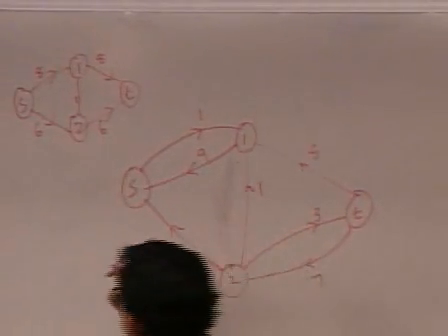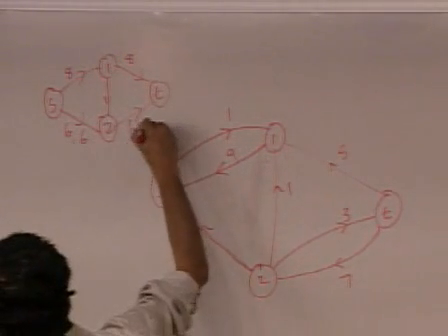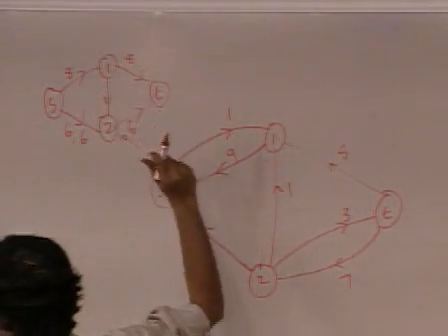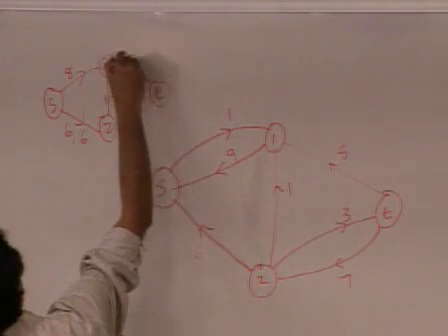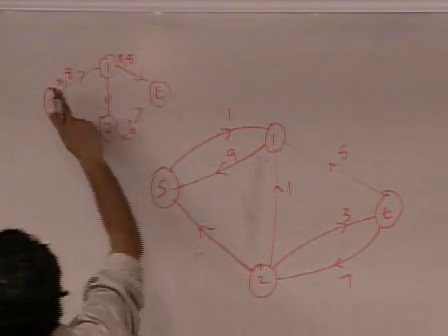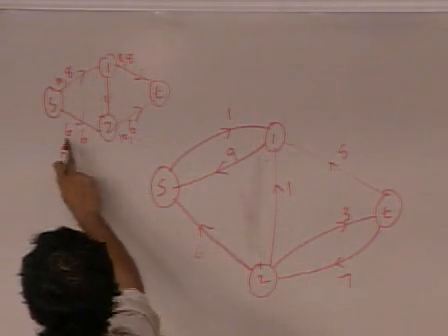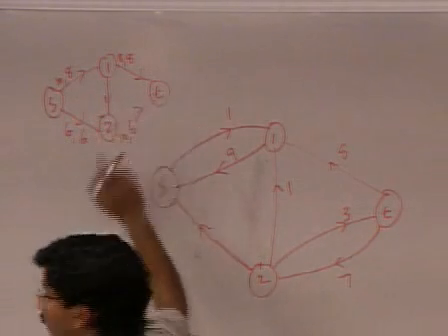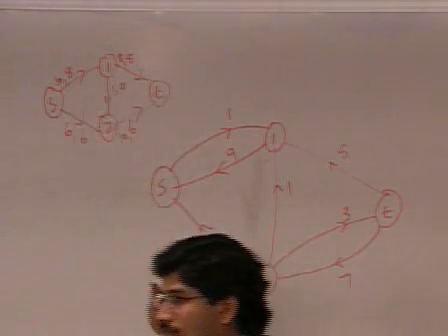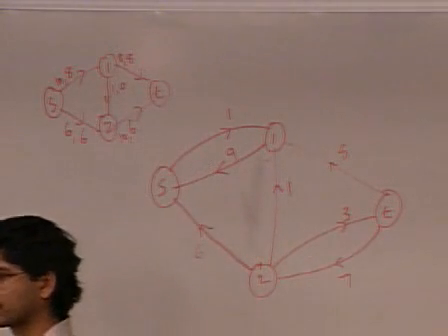The capacities are 6 for this arc, 10 for this arc, 8 for this arc, and 10 for this arc. So this arc has capacity 10, current flow 8; capacity 6, current flow 6, and so on. This has capacity 1, and the current flow is 0. That's the current flow. For this flow, this is the residual network.